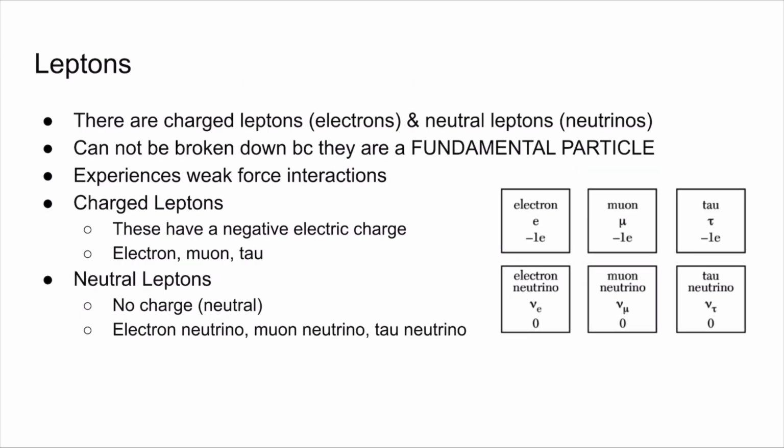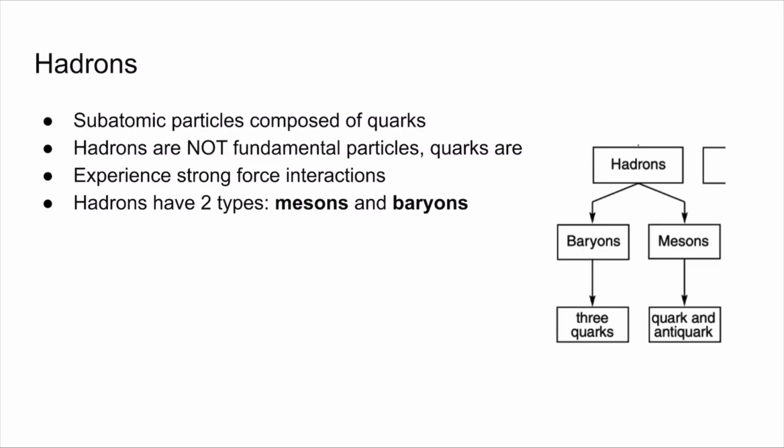So let's talk about leptons a little bit more in depth. Remember that a lepton is a fundamental particle. There are charged leptons, like electrons, and there are neutral leptons, like neutrinos. Leptons experience weak force interactions, and the reference table pretty much tells you all you need to know about leptons. Now, hadrons are not fundamental particles. They are subatomic particles made up of quarks. Quarks are a fundamental particle, though. So hadrons experience strong force interactions, and there are 2 types of hadrons. There are mesons and baryons.